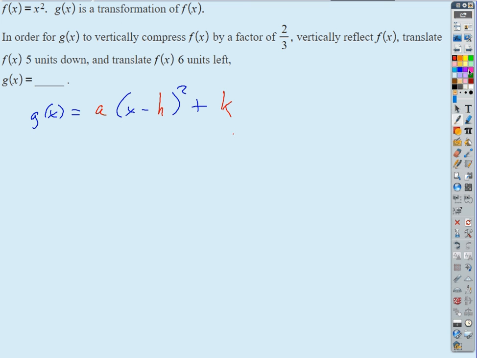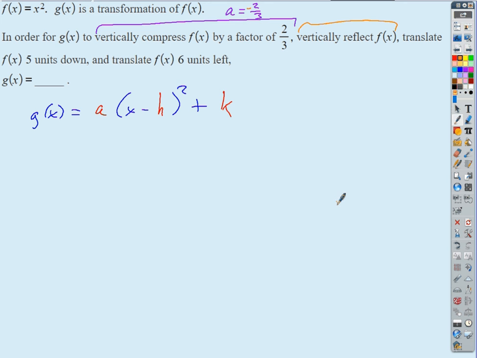So you tell me, what is this telling me right here? If I'm going to vertically compress f of x by a factor of 2/3, what's that saying? That's our a. Okay, good. So a equals 2/3. I'm going to vertically reflect. What's that doing to a, h, or k? A is negative. So that's just making it negative, right?